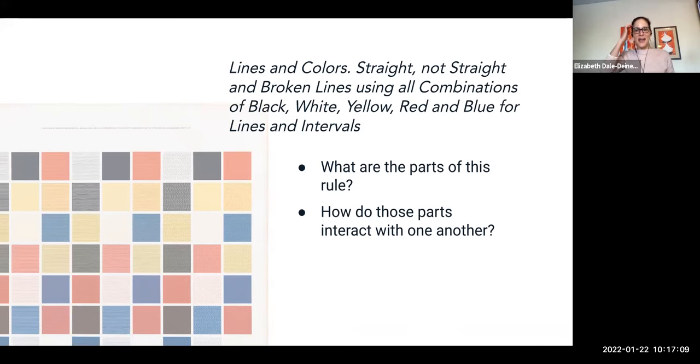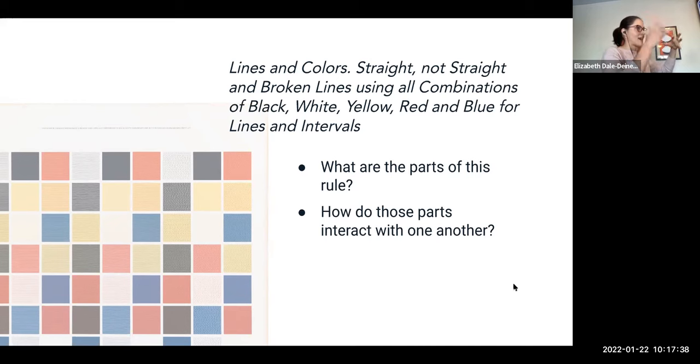So I'm putting into the chat box the parts that you've noticed: contrasting colors, and the way that they interact with each other is they create this pop. That's beautiful. Thank you. Roan's noticing rules of what hues to use. So we're thinking about the colors and the hues as being parts. Straight, not straight, and then hopscotch. Okay, so oh my gosh. So we have this conversation happening in the chat about the lines.